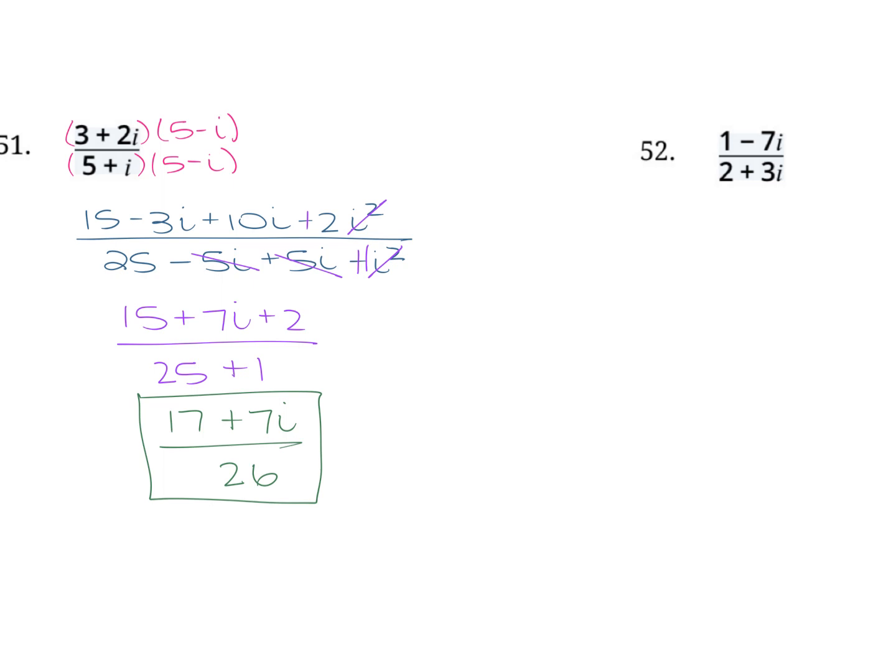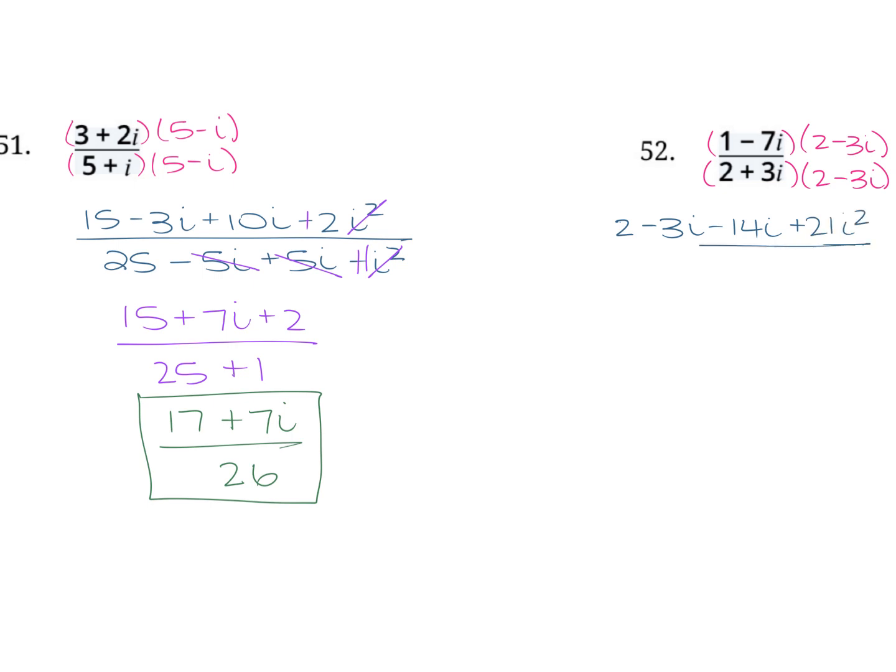For number 52, same concept, but this one you have 1 minus 7i over 2 plus 3i. So I'm going to put parentheses around my numerator and my denominator. Take the complex conjugate of my denominator, which is 2 minus 3i, and multiply the top and the bottom by that 2 minus 3i. I FOIL up top. We have 1 times 2, which is 2. 1 times negative 3i is negative 3i. Negative 7i times 2 is negative 14i. Negative 7i times negative 3i is positive 21i squared.